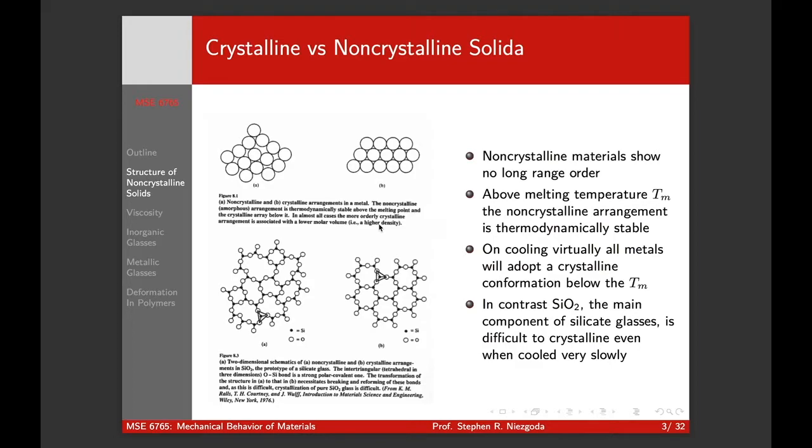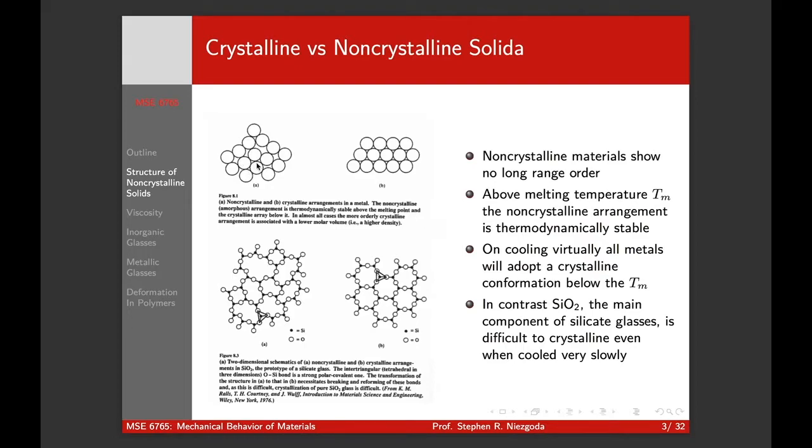So, non-crystalline materials show no long-range order. Here we have an amorphous metallic structure versus a crystalline metallic structure. What's important to recognize is that this picture is a little misleading, and the discussion in Courtney is a little misleading, because in a metallic glass, the local structure is extremely close to the crystalline counterpart. Each atom has the same number of neighbors, and the bond angles are approximately the same.